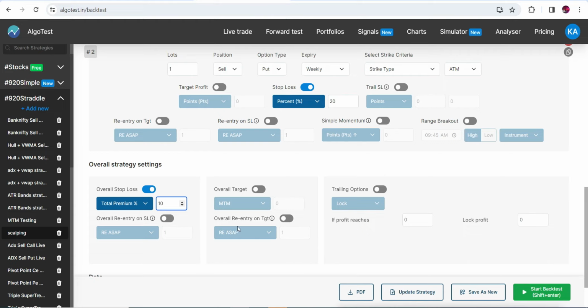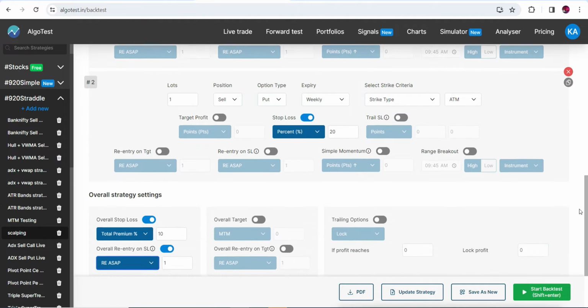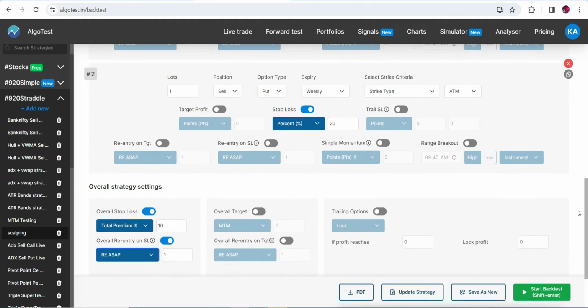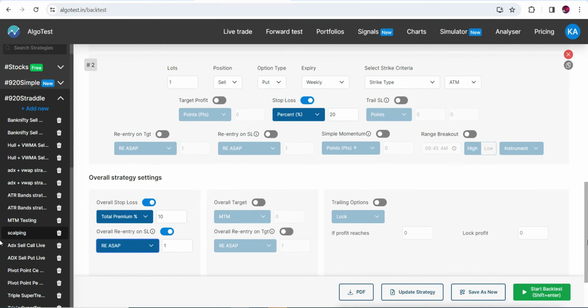Now we have the next options: re-entry ASAP, re-entry ASAP reverse, re-momentum and re-momentum reverse. Now what you need to know is how re-ASAP works. If you don't know, then you can watch my old videos on how re-ASAP works. Let me give a simple idea: if our overall stop loss is hit, it will instantly execute these legs defined in the strategy again.